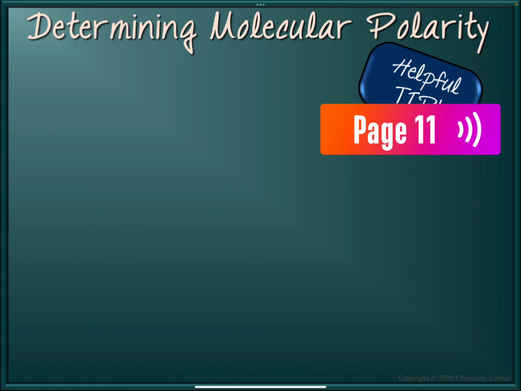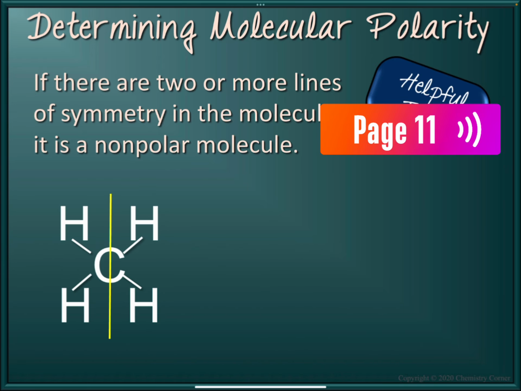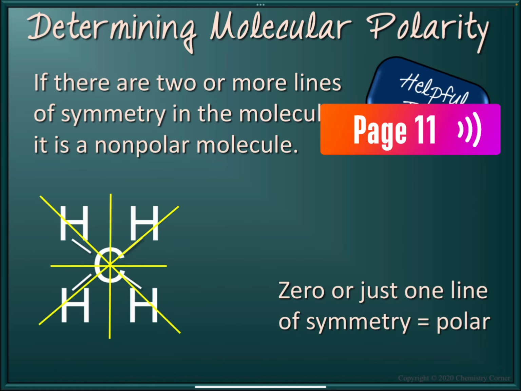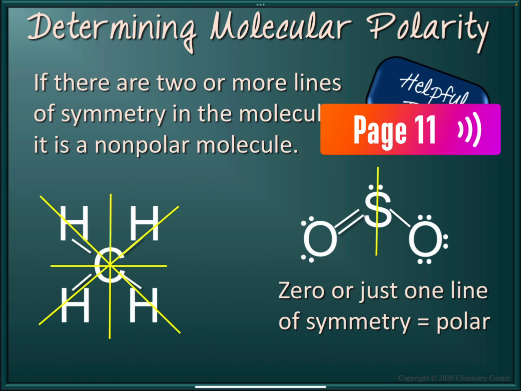Okay, here's a little helpful tip. Sometimes people like to think of it in terms of a plane of symmetry. I like to use the first steps, but sometimes people like to use the lines of symmetry. If there are two or more lines of symmetry, it's a nonpolar molecule. If there's only one line of symmetry or no symmetry, then it's going to be a polar molecule. So if you want to think about it in terms of symmetry, you can use this as a guide.